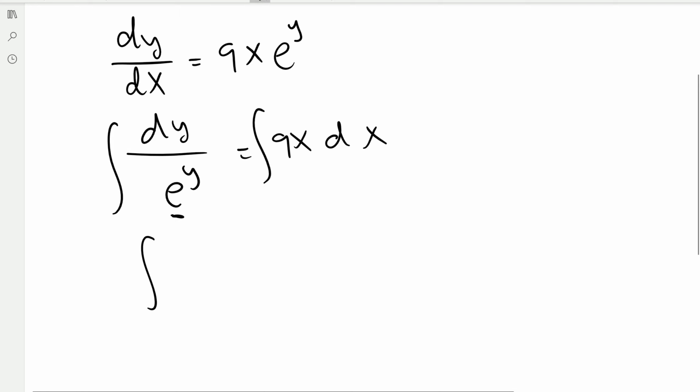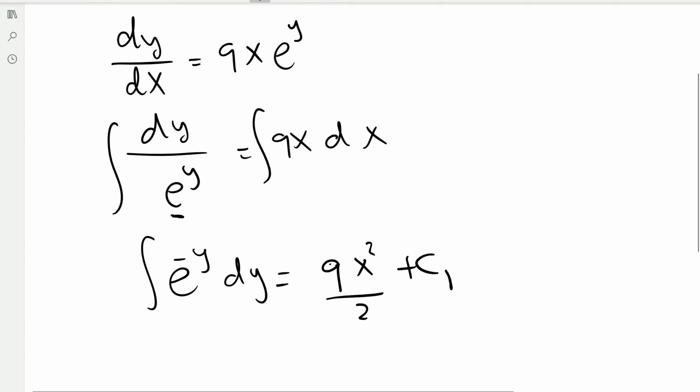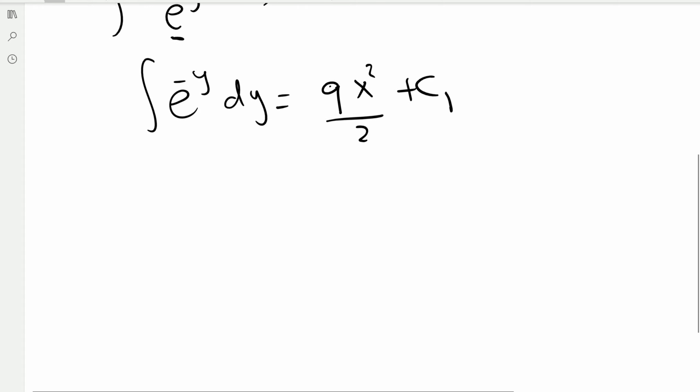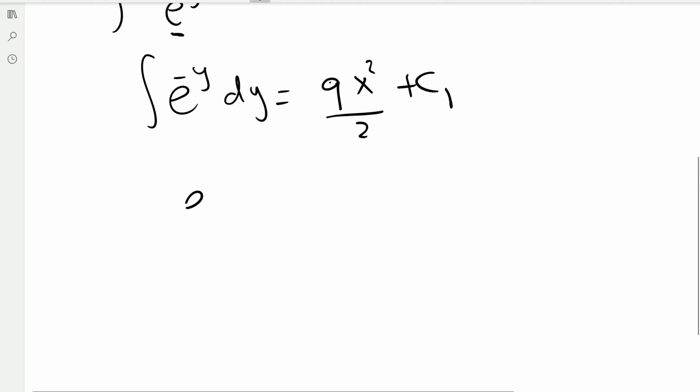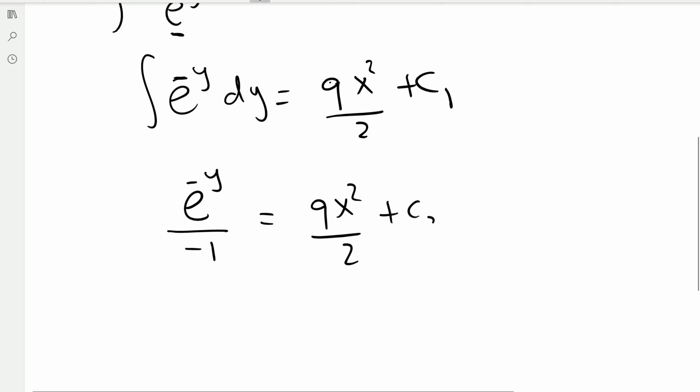To help with our integration, let's write it as e to the negative y dy, and 9x. If you integrate 9x, you get 9x square over 2 plus constant of integration c1. Now if you integrate e to the negative y, you get e to the negative y divided by negative 1, because of this negative, is equal to 9x square over 2 plus c1.